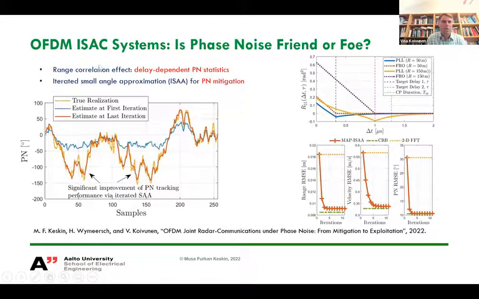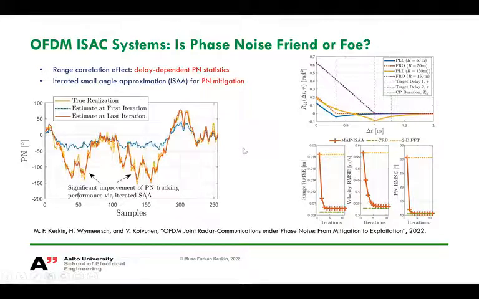So here's how this phase noise tracking or iterative estimation works. The blue curve is the first iteration, and the orange curve is after the last iteration. So it's a very tight track of the actual phase noise there. And as a result, we can mitigate this phase noise because we have a very good picture of how it behaves.